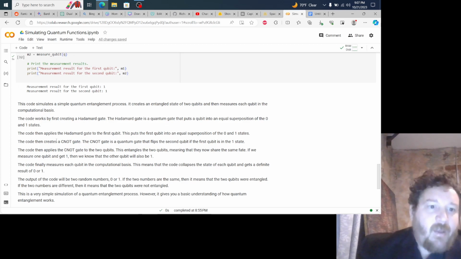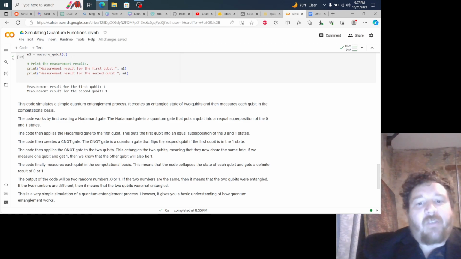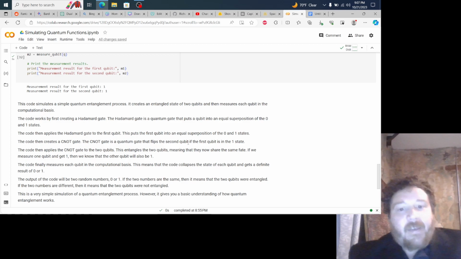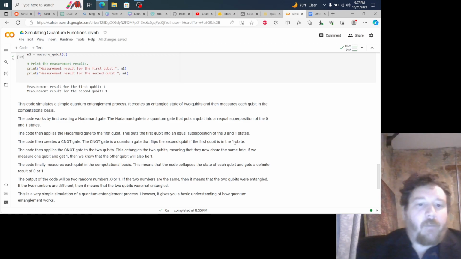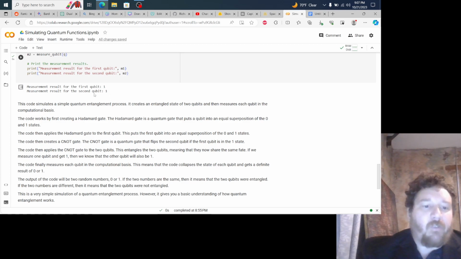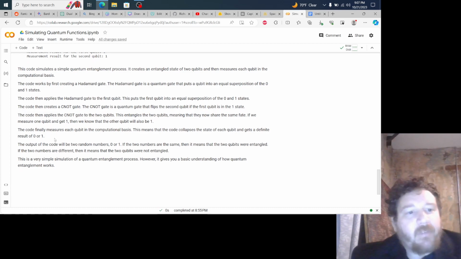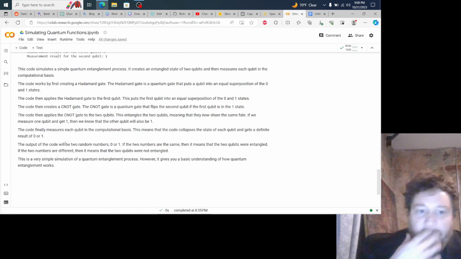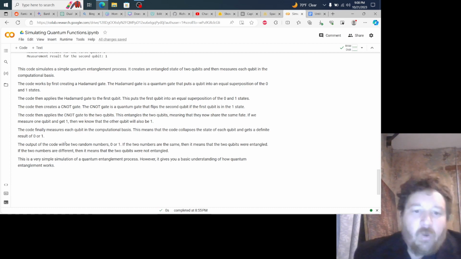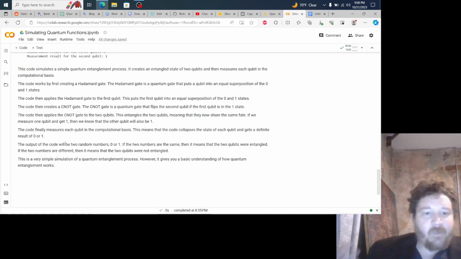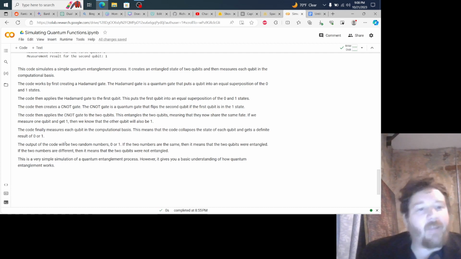And then it does the same thing for the second gate, or what's called the CNOT gate. The CNOT gate flips the second qubit if the first qubit is a 1. And so if the first one is a 1, then the second qubit will also flip to 1. Finally, it measures each qubit in the computational basis, and the output of the code produces two random numbers, either a 0 or a 1. If the two numbers are the same, then that means the two qubits were entangled. If the two numbers are different, then it means the two qubits weren't entangled.